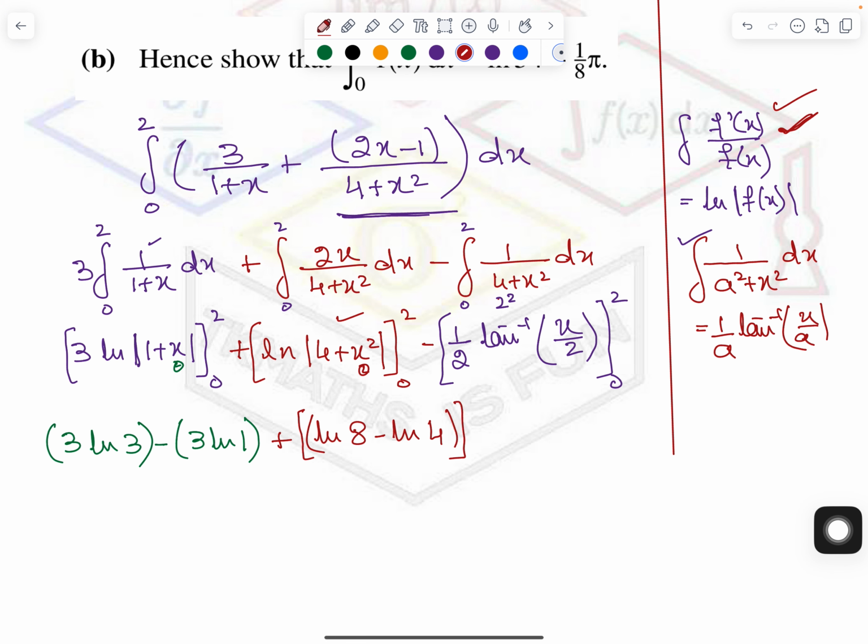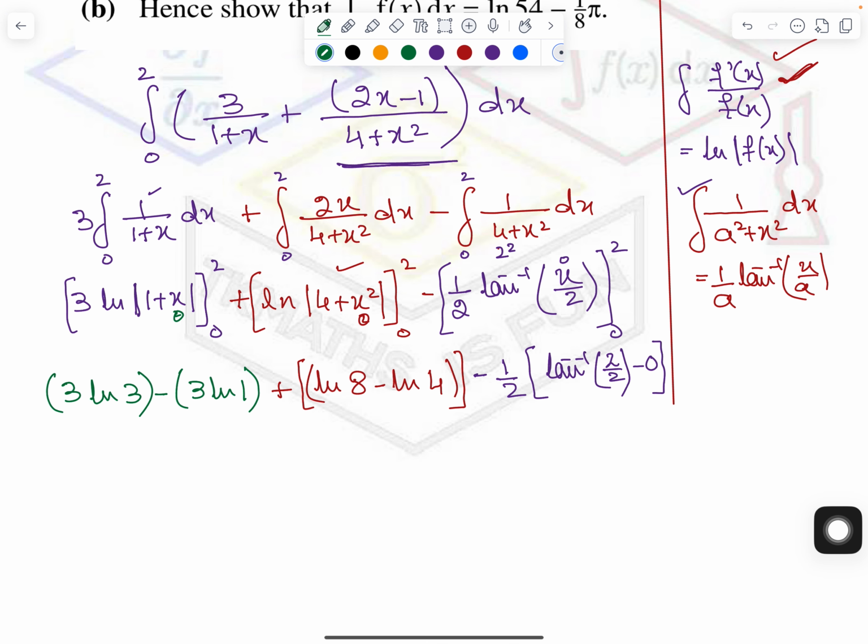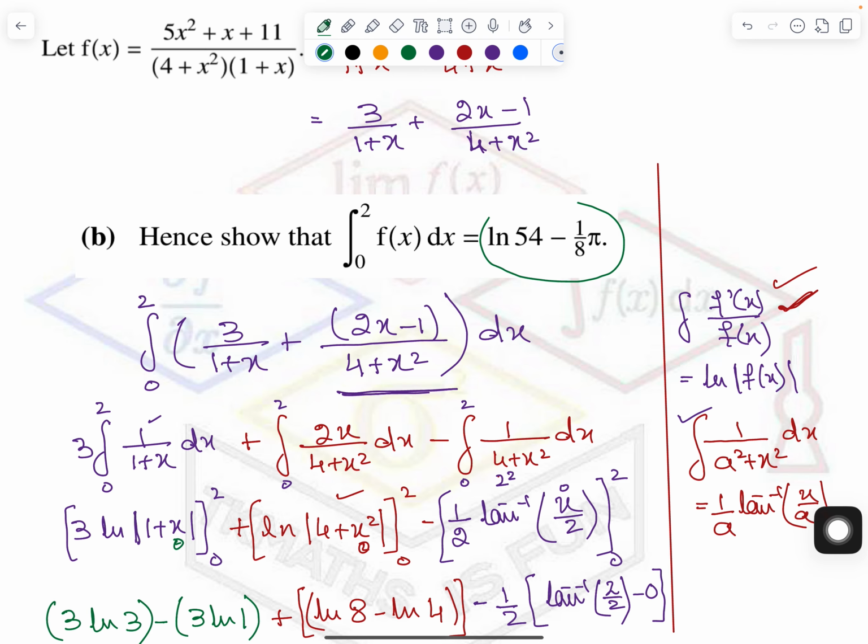Now we will do here the last part. Half I can keep outside the bracket, or it's okay, right? So now upper limit is tan inverse 2 over 2 minus lower limit is tan inverse of 0 when you put 0 in place of x. So that will be equivalent to 0. Right. So now I will just expand the bracket here and see the situation. Here I can write ln 3 power 3. Now why I am doing this? Because I know I have to prove that it is equal to ln 54 minus 1 over 8 pi.